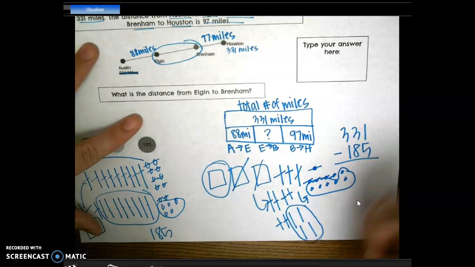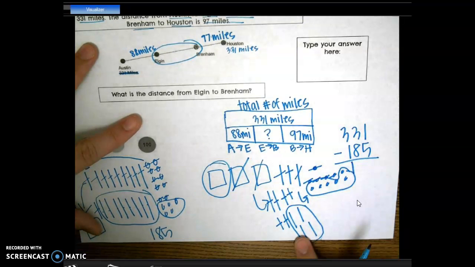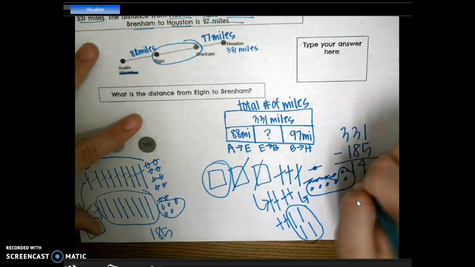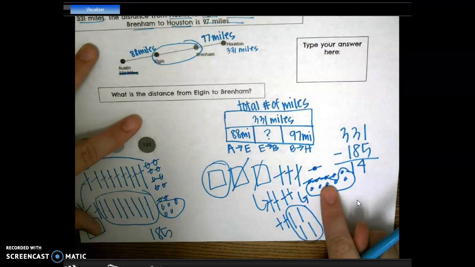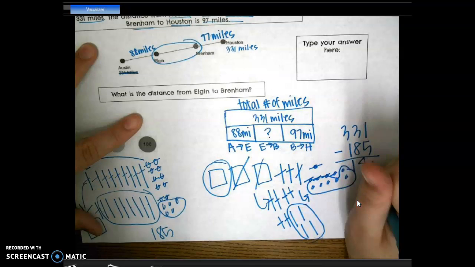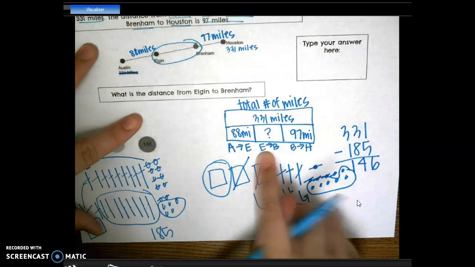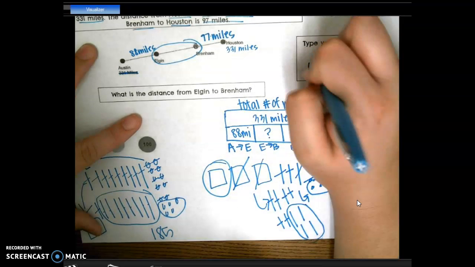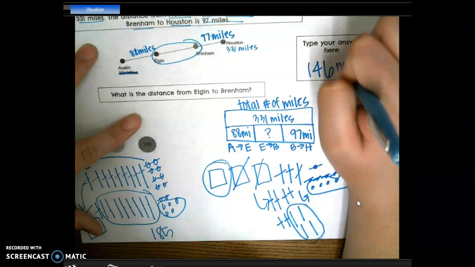How many hundreds do you have? You have 100. How many tens? You have 4. How many ones? 1, 2, 3, 4, 5, 6. So from Elgin to Brenham is 146 miles.